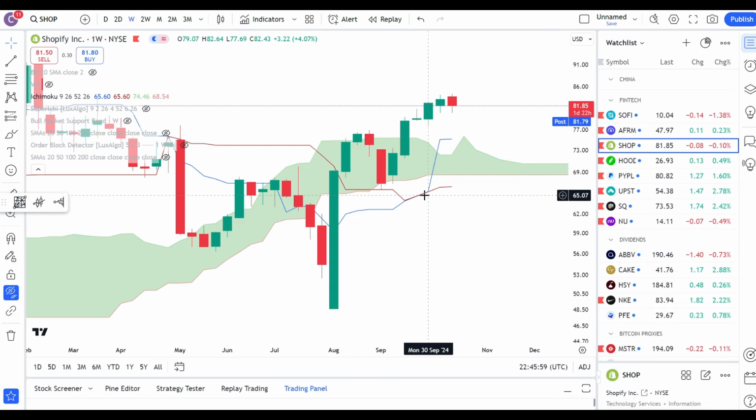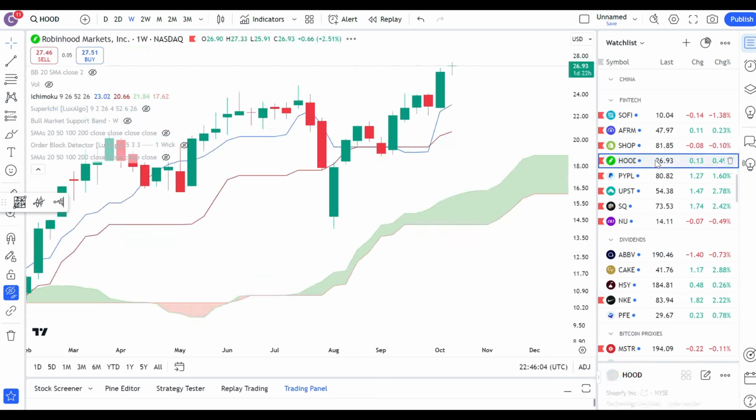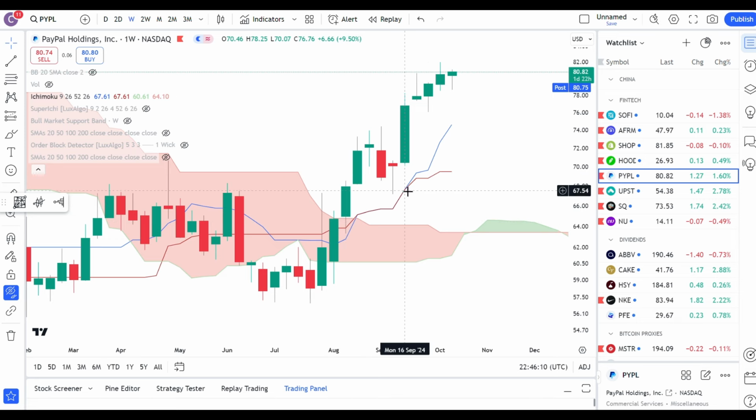Shopify, same thing. I was talking about a katana here a few weeks ago. Looks like it's breaking out, right? Robinhood, you had a little bit of a katana here. It looks like it's breaking out, right? PayPal, you had a little bit of a katana here. I was talking about this a few weeks ago, maybe right around here, around this big candle, probably somewhere in the middle. But right now the katana has really worked out and has really broken out, right?